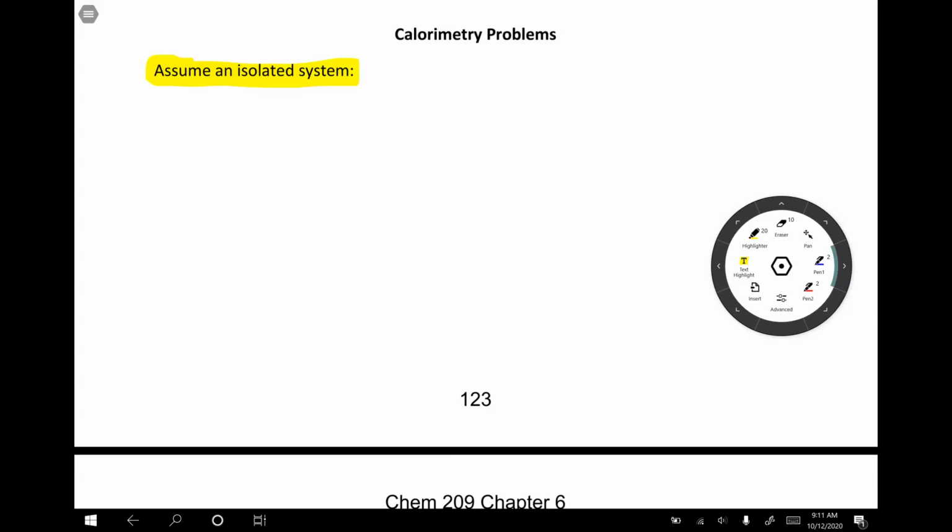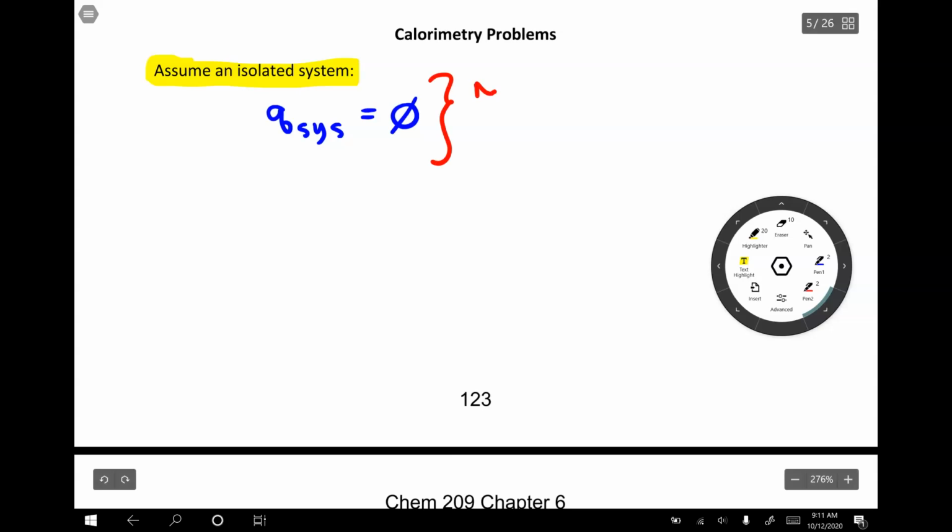So the way I can write that same idea in an equation is that I'm going to say that the Q of my system, that's my calorimeter, is equal to 0. And what this equation means is that there's no changes happening between the system and the surroundings. No heat is leaving my calorimeter, so there's no heat exchange with the surroundings. So this equation here is telling me that no heat enters or leaves the system, which is my calorimeter.